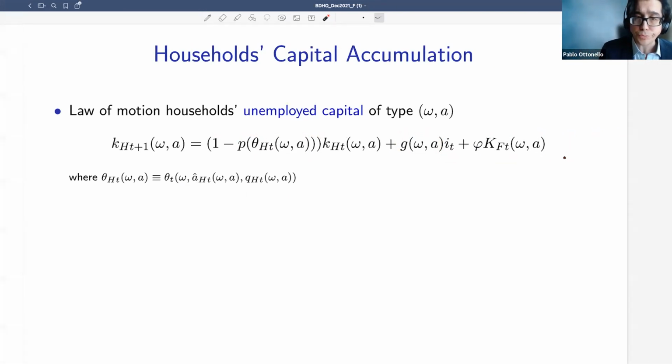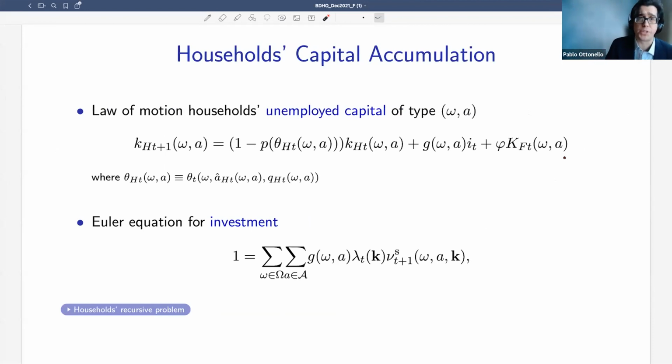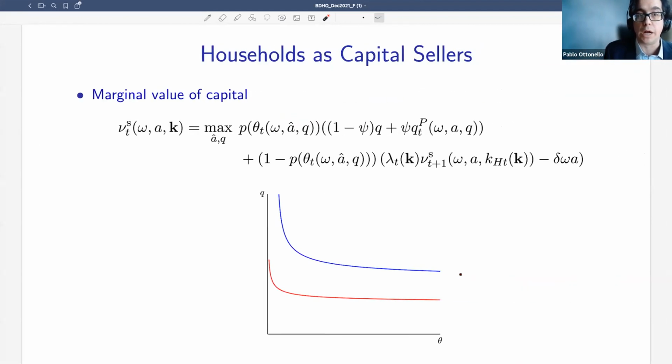All right, now firms in the economy have a standard Euler equation that equates the marginal cost of investing, which is equal to 1 in this economy, to the expected discounted value of the unit of capital. The expectation is taken across all the different possible types that the unit of capital they produce might have. And this V is the marginal value of a unit of capital of a given type.